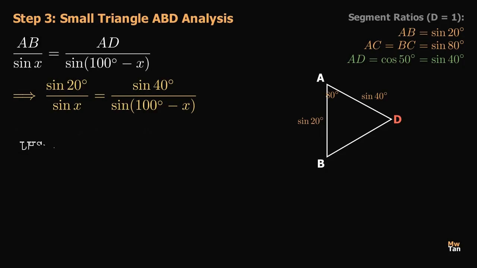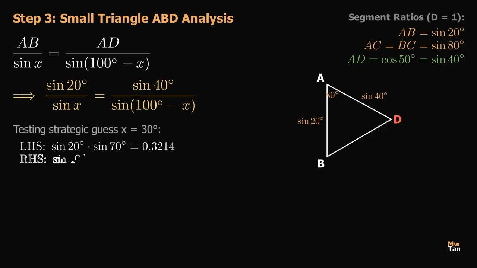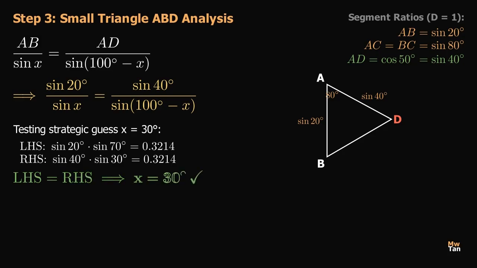Now here's a trick worth stealing. In these nice angle competition puzzles, the answer is almost always a clean multiple of 10. So instead of grinding through the algebra blind, let's test the most natural guess first, 30 degrees, and verify it. They match, exactly. And since this ratio is strictly increasing as X grows from 0 to 100 degrees, 30 is not just a solution, it's the only one. Angle ADB equals 30 degrees.